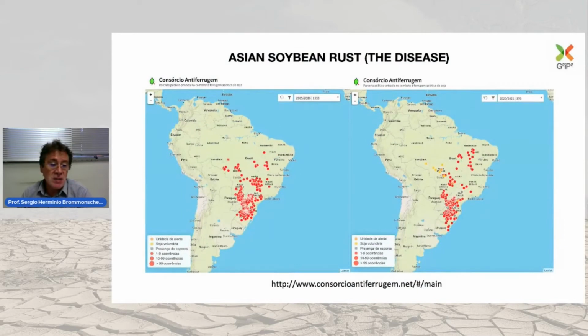The pathogen is present in all the soybean growing regions in Brazil. You can see here the Cerrado region, and then you have the south part of Brazil. You can see the disease is always present every year. But depending on the climate, the disease can be worse or less bad, okay?